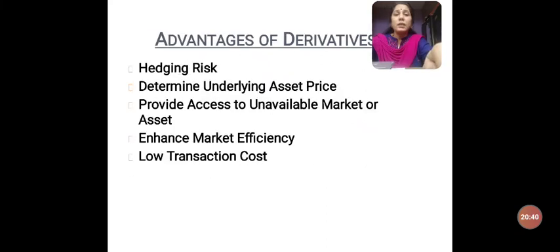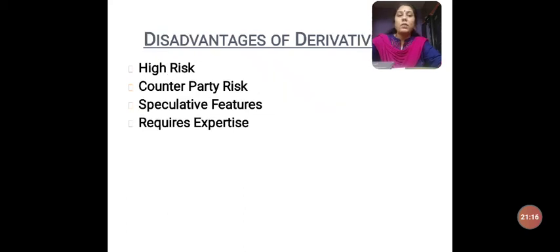Next we'll discuss the advantages. Some of the points of functions you can write as advantages. See, hedging risk, you can mitigate the risk, you can transfer the risk by getting into derivative contracts. Then the underlying asset price can be determined. Then provide access to unavailable markets. Then enhance market efficiency. The market efficiency with regard to trading can be enhanced through derivative markets, and low transaction cost is also one of the advantages.